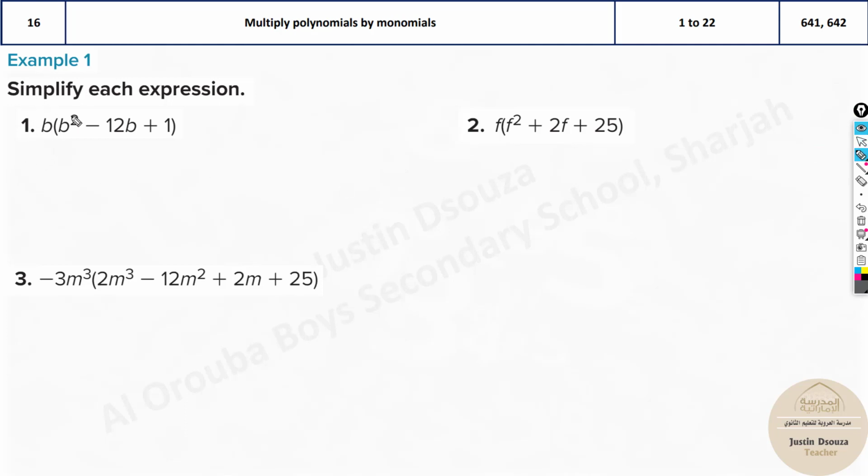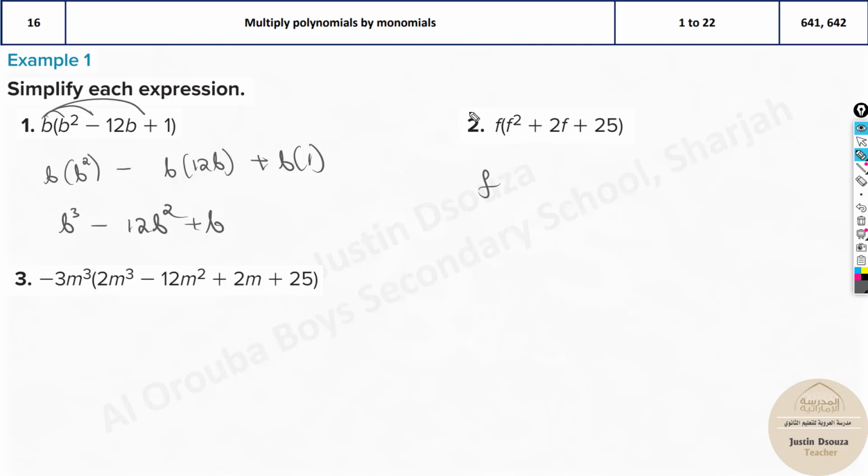Over here, b is a monomial. To multiply it with this polynomial, what you do is distribute this evenly throughout. So b squared multiplied by b will be b cubed. Now, because this is a direct problem, we can just write b into b squared minus b into 12b plus b into 1. This is a more detailed method, okay? Because it's in writing, it's better to have more detailed elaboration. And now b times b squared is b cubed, minus 12b times b is 12b squared, plus b. That's it. That will be the answer.